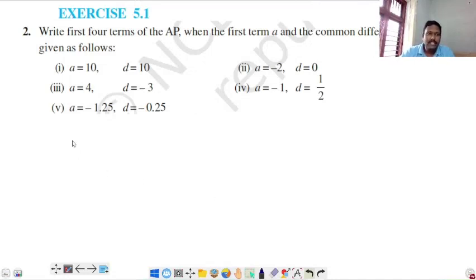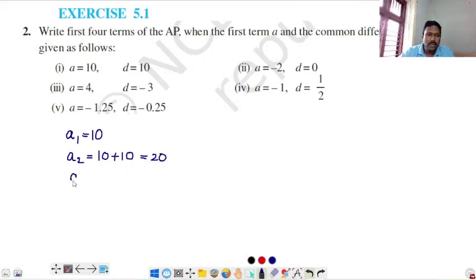So we have A is equal to 10. So we can write the first term. The first term will be A, that is equal to 10, that is A1 is equal to 10. And A2, the second term, we can write like this: A1 plus the common difference. What is the common difference here? The common difference is 10. 10 plus 10 will be what? 20. So A2 will be 20.